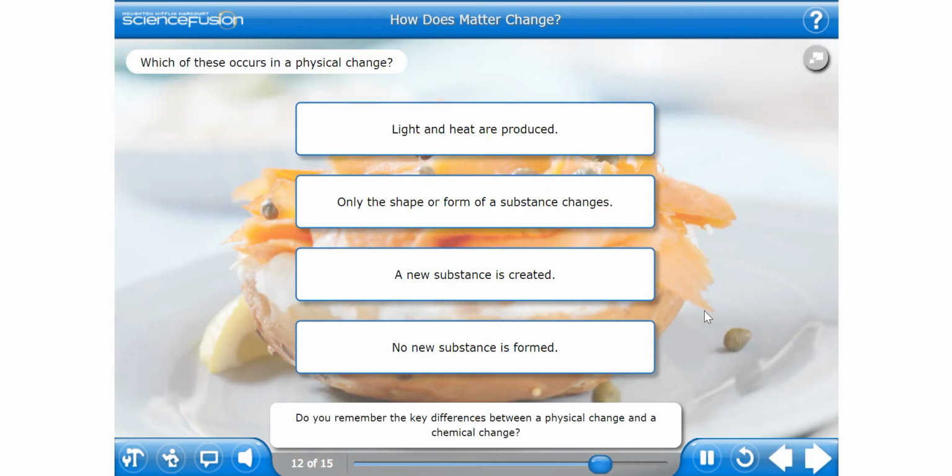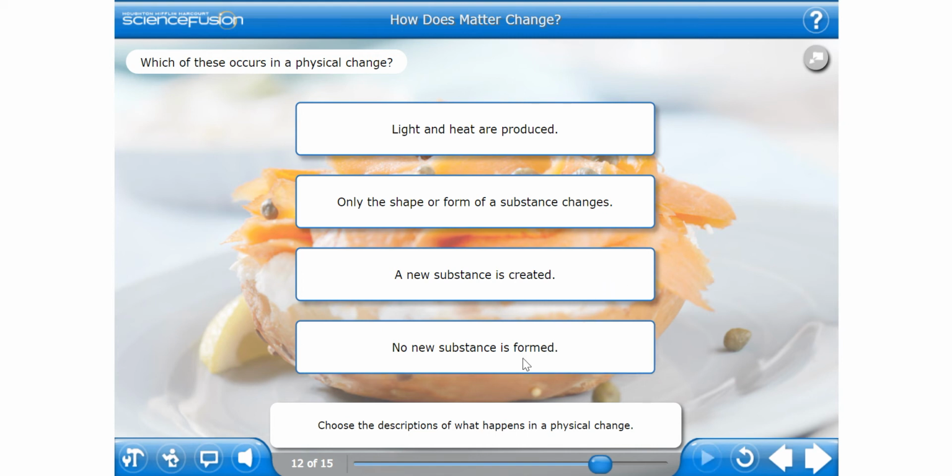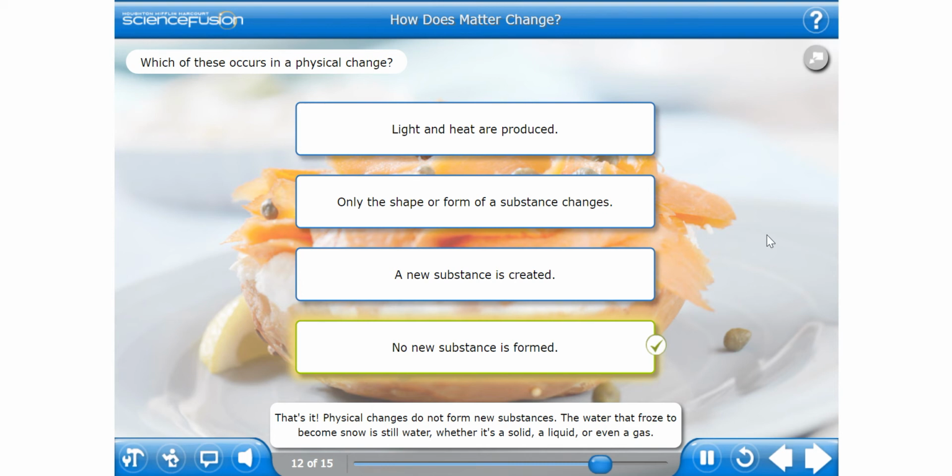Do you remember the key differences between a physical change and a chemical change? Choose the descriptions of what happens in a physical change. That's it. Physical changes do not form new substances. The water that froze to become snow is still water, whether it's a solid, a liquid, or even a gas.